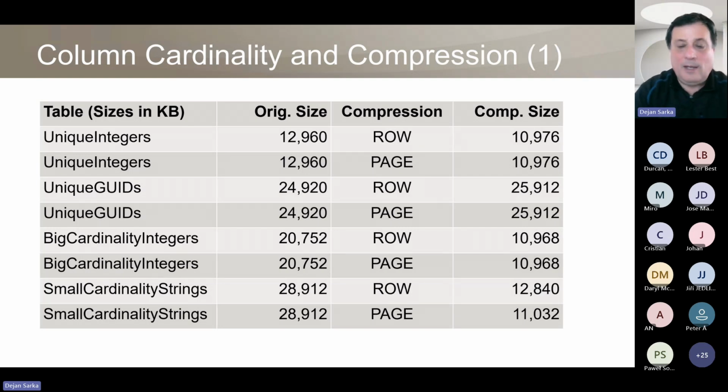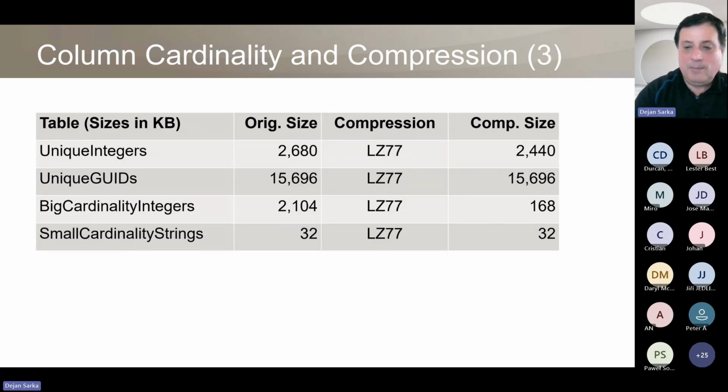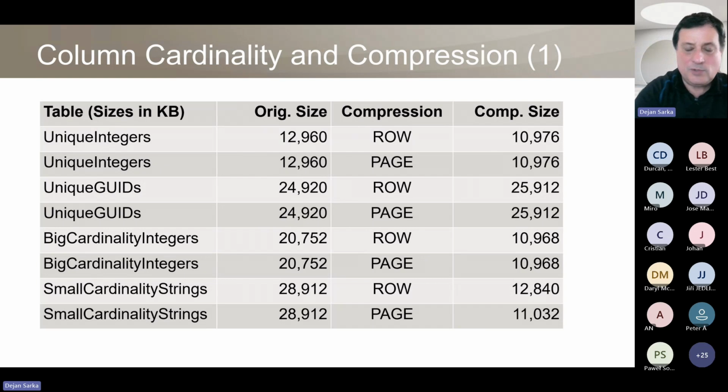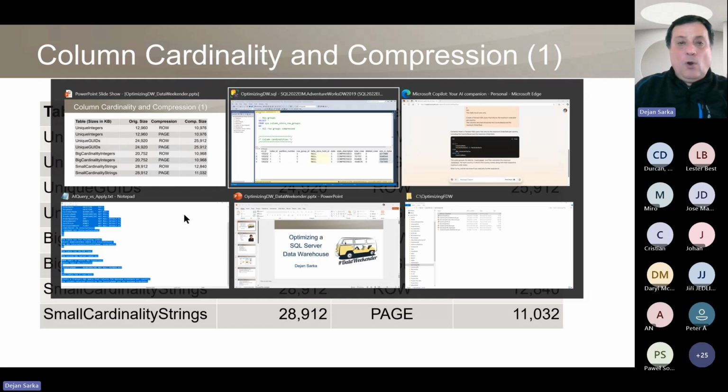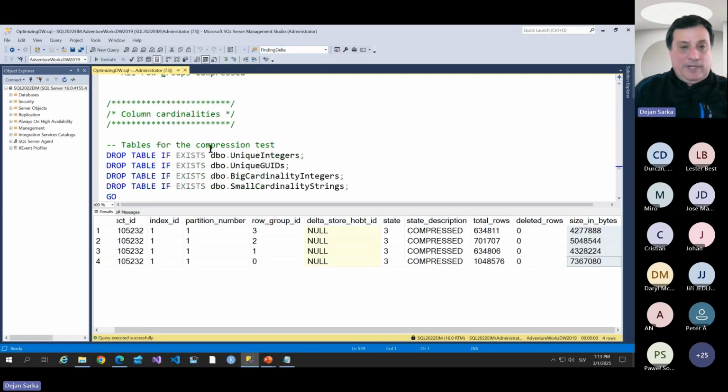I will go back to these tables very, very soon. I will just show you the code. So I will compare options. I have unique integers option, I have unique GUIDs, and integers with big cardinality and strings with small cardinality. And then we will see how this cardinality influences row compression, page compression, column store compression, and Columnstore archive compression.